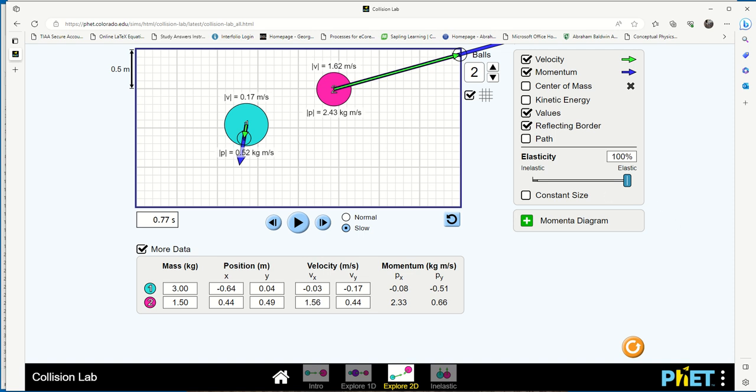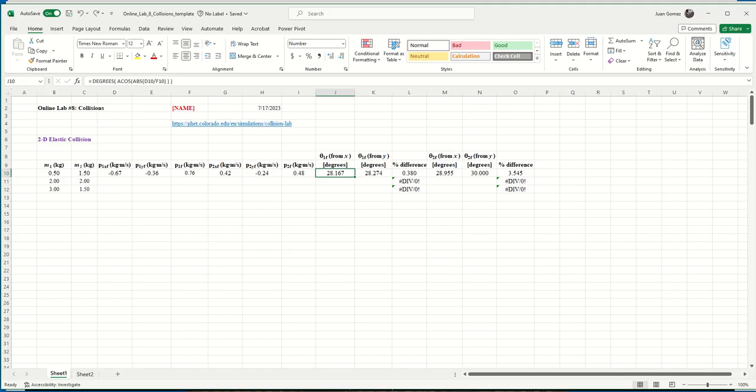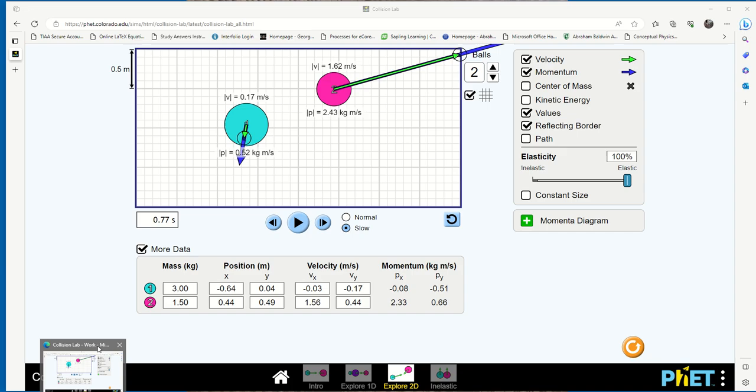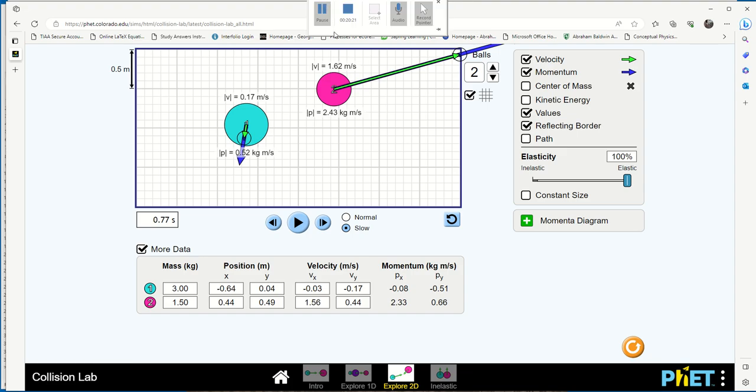Alright, so that explains how to complete sheet 1. Let me go ahead and save this video. I don't want it to be too long, so I'm going to get this video posted, and then I'll go on to sheet 2.